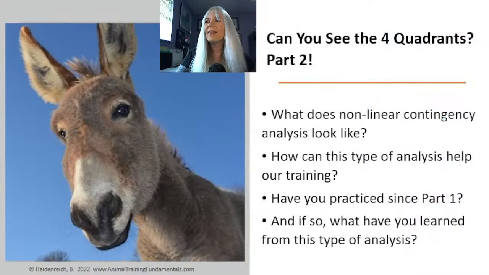So what are we looking at this week? We are looking at, can you see the learning processes? Can you see the four quadrants? This is part two of this discussion. If you didn't catch the first one, you might want to go back and watch it, but we'll make it a continuing discussion so you don't have to. What this is really called is a nonlinear contingency analysis. What does that look like, and how can this type of analysis help your training?